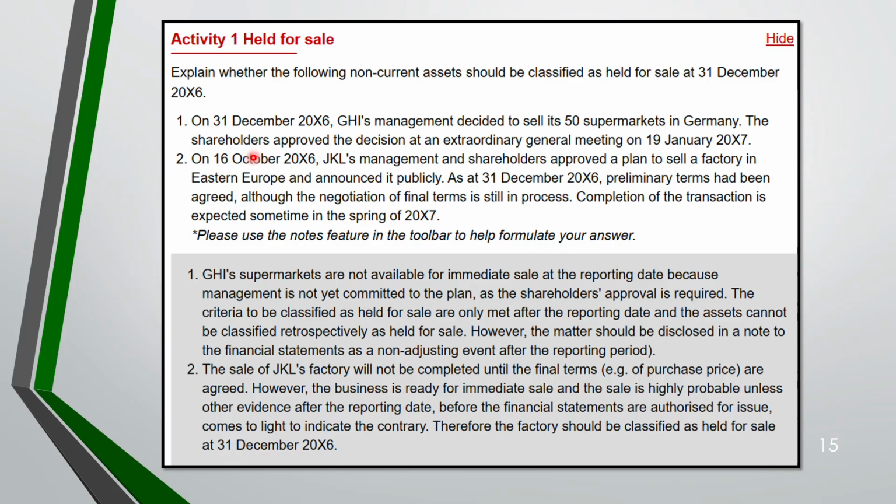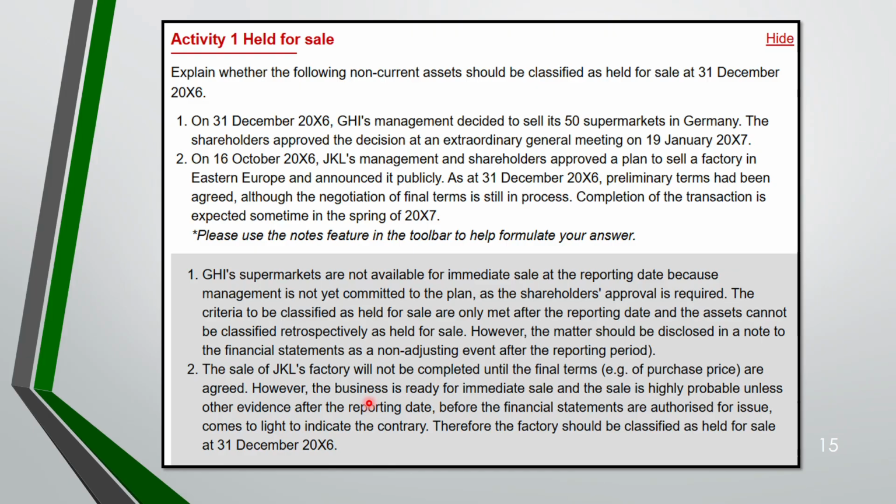Now coming to the second scenario. On 16 October, JKL's management approved a plan to sell a factory and announced it publicly. At 31st December, the terms had not yet been agreed. Negotiation of the final terms is still in process. Completion of the transaction is expected sometime in the spring of 2007. So here also, you can't sell the factory until you have completed the final terms.